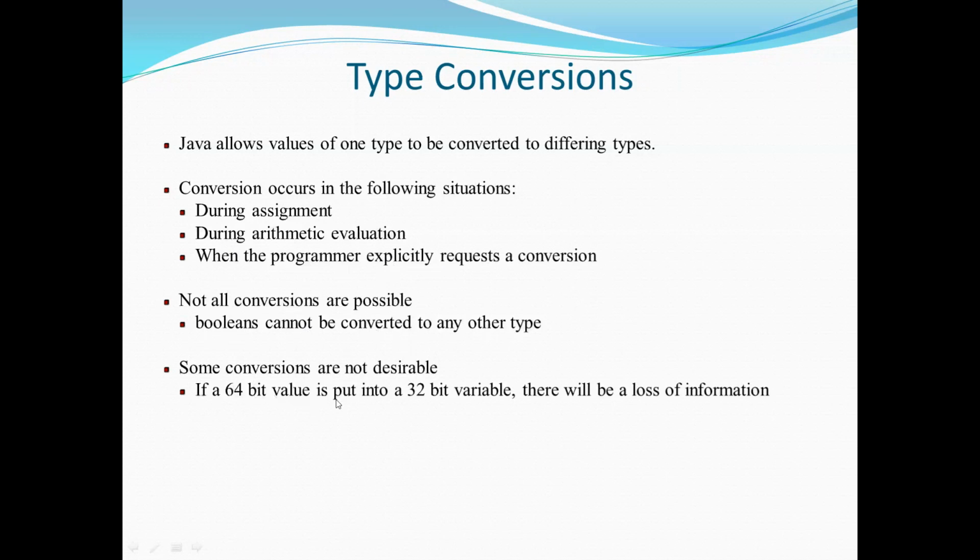If a 64-bit value is put into a 32-bit variable, there will be a loss of information. Why this information will be lost, we'll see with the help of examples and code. We'll see this type conversion in detail in the next session tomorrow. After that, we'll move to the next topic.